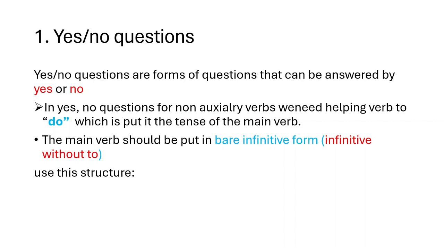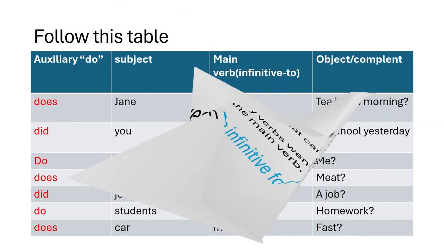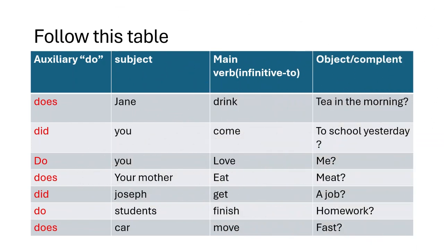So use this structure, follow this table so that you can try to ask your own questions. The structure is this one. We have first of all auxiliary to do, which comes first, and the second is subject. I will say there is inversion. Subject comes after auxiliary to do, and I've said that the main verb should be infinitive. And the last comes complement or just object.